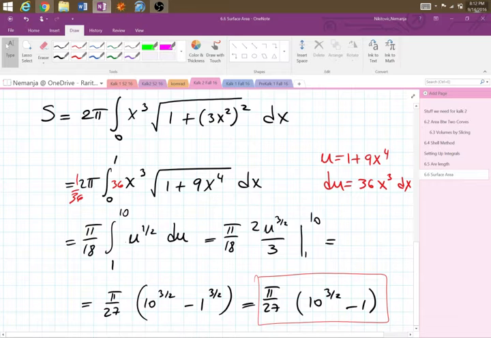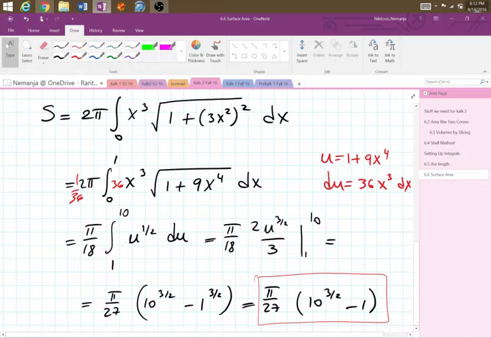Remember that the u sub was all about the function derivative pair. You have x to the 4th, whose derivative is x cubed, which is outside, so it's awesome, perfect for our u sub. U equals 1 plus 9x to the 4th, du equals 36x cubed dx. Are we all agreed on this?